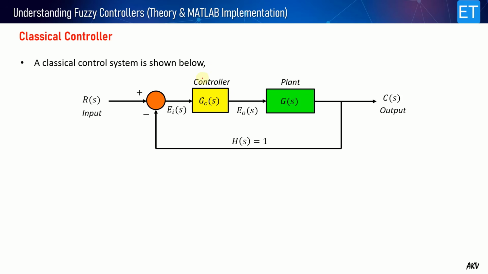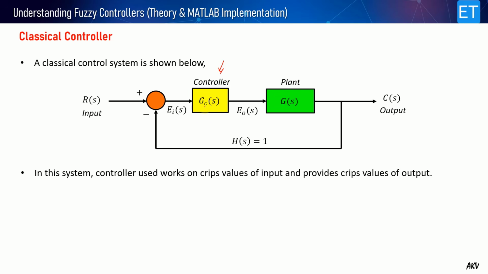So now let's see the classical controller. The placement of the classical controller is shown in this figure. In this system, this controller works on the crisp input values and provides the crisp output values. So here the controller has a precise mathematical model.